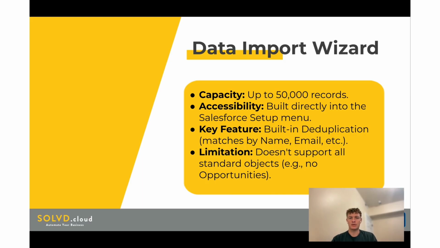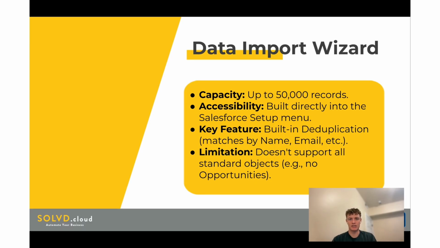In the Solved ecosystem, this is what's referred to as the safe entry tool. Because it's browser-based, it's accessible to almost any user with the right permissions, but its real power lies in its matching logic. Unlike other tools, the wizard allows you to match records by name, email, or Salesforce ID on the fly. This means that if you have a spreadsheet of 5,000 leads, the wizard will cross-reference your existing data and upsert, meaning it updates existing records instead of creating duplicates.